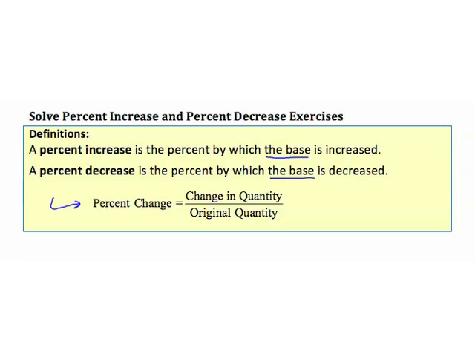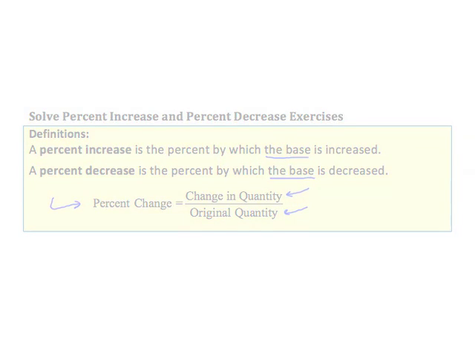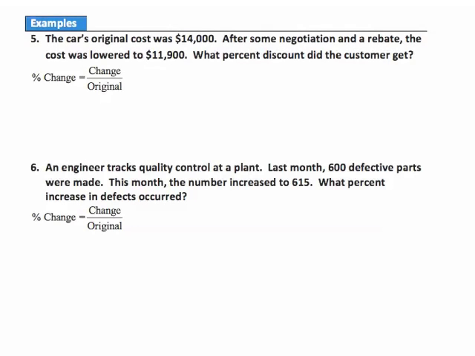Now we call it a percent change because this could be a percent increase or it could be a percent decrease. To calculate any percent change, all we need to do is take the change in the quantity and divide it by the original quantity, and the original quantity is our base. Now let's take a look at some examples that will help you understand how to calculate a percent increase or a percent decrease. Example 5.